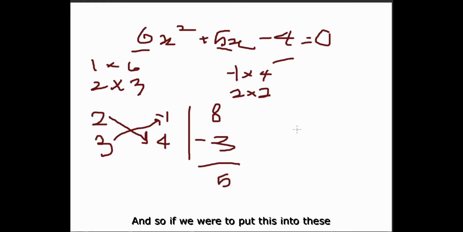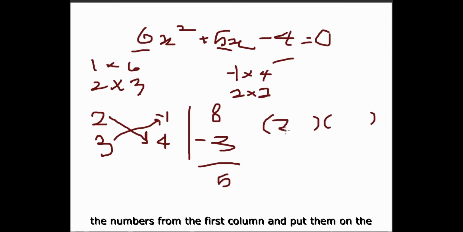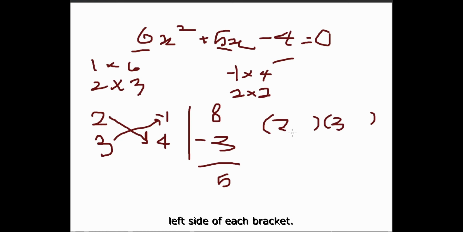And so if we were to put this into these pre-made brackets, the way to do this is we take the numbers from the first column and put them on the left side of each bracket, and the numbers from the second column and put them on each side of the second bracket. And then we add x over here, x over here, and this would be positive 4, and this would be negative 1. So let's double check.